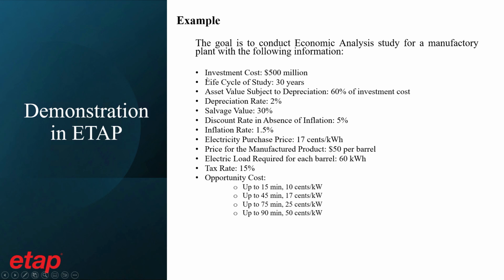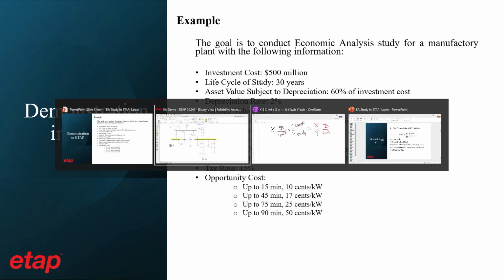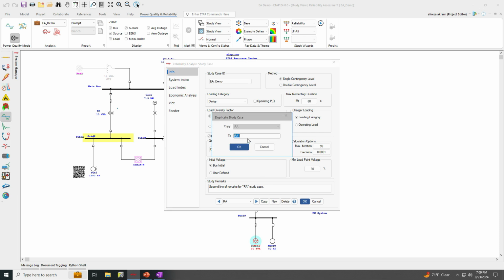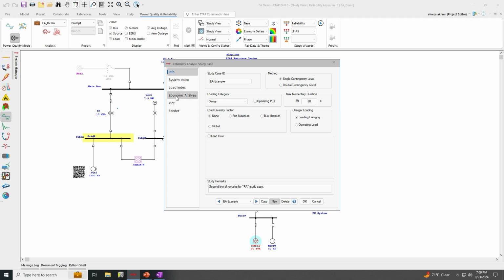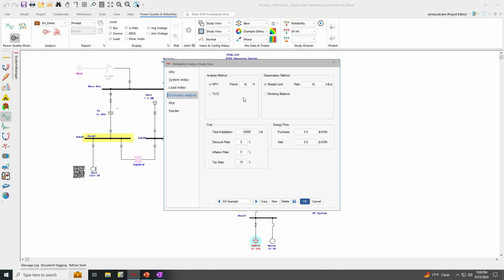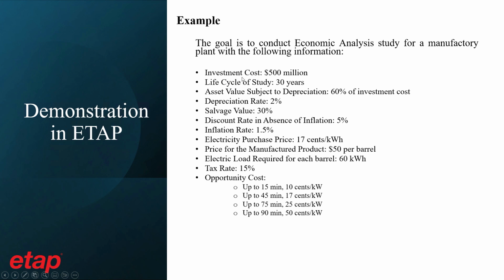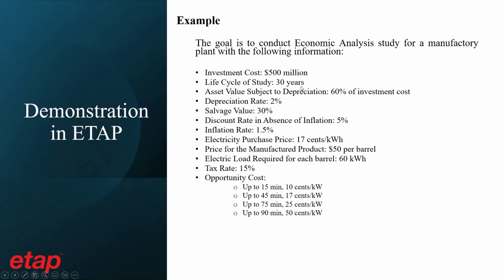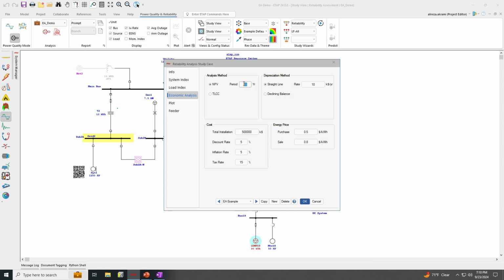Then the assumption here is that for this manufacturer, the investment cost is $500 million. So we open the study case editor, create a new study case here. Let's call it EA example. Then we go to the economic analysis study here, and we can see that the investment cost is $500 million. So we enter $500 million here as the total investment cost. Then it says that the life cycle of the study is 30 years. So we change the life cycle of the study to 30 years, and we will be using the NPV method for running the study.